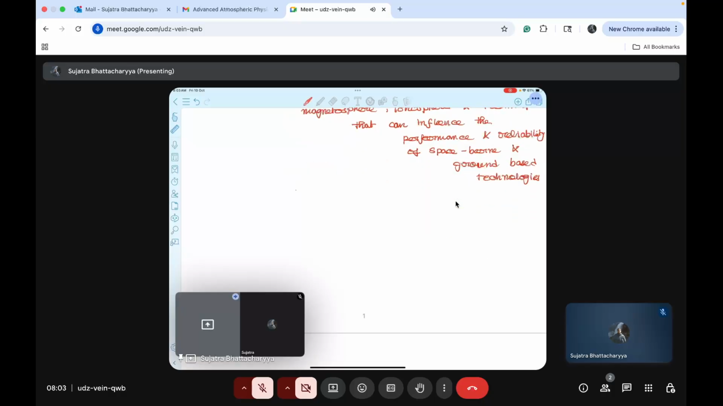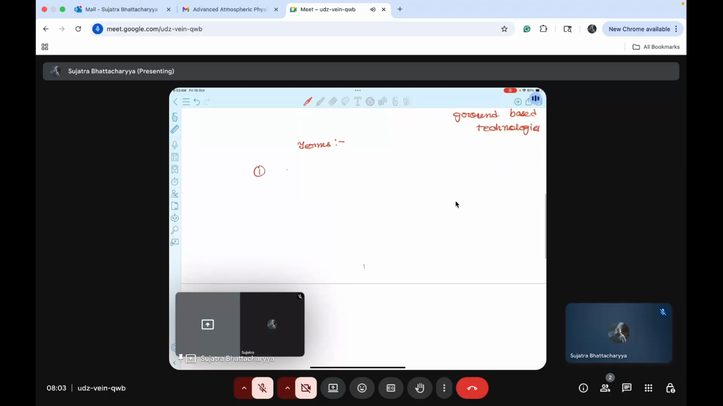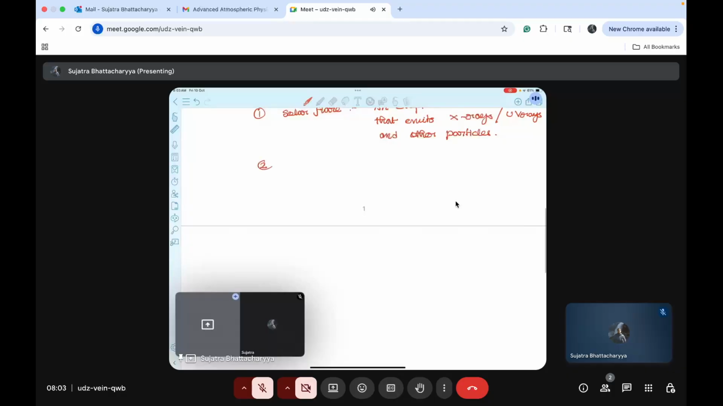So some terms you can read, we have discussed also. Solar flare: what is a solar flare? This is nothing but an eruption on the sun that emits X-rays or UV rays and other particles. Okay, this is the solar flare. Second is coronal mass ejection. So this is another important thing.